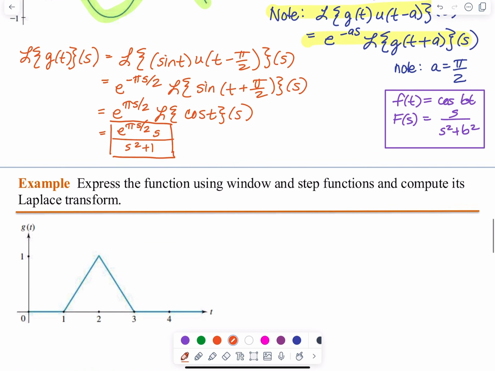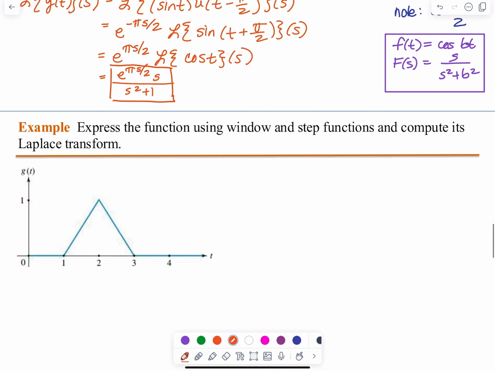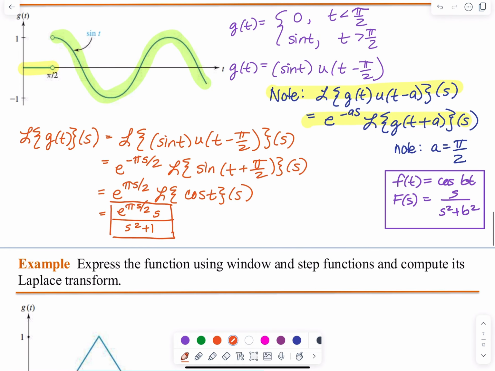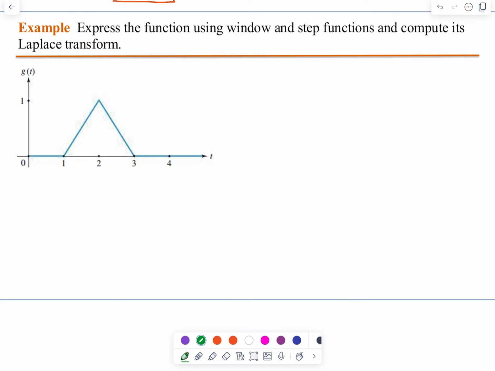Okay, let's look at our next problem here. Express the function using window and step functions and then compute its Laplace transform. Let's first write what g of t is equal to. We'll just take each segment. Of course, we can see that g of t is equal to 0 for t less than 1. We can see here that we have g of t equal to t minus 1 when 1 is less than t is less than 2, when we are between 1 and 2.